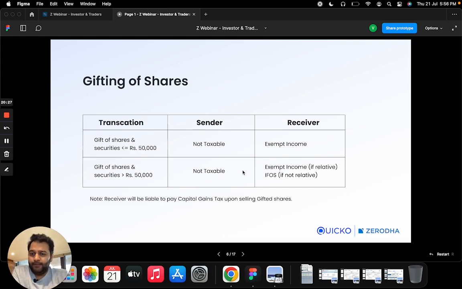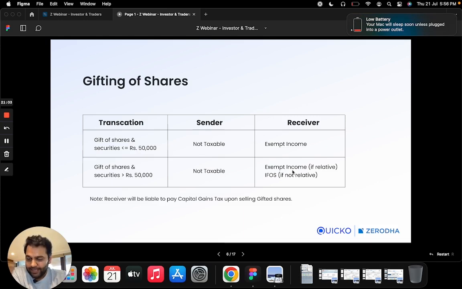Now, you may ask that in case of blood relatives, the income is completely exempt. What does that mean? So it's only the receipt of shares that is not taxable, right? However, if you sell those shares after receiving them, right? So let's say you are the receiver and your parents are the sender, right? So when you receive those shares, no matter what the amount is, they are not taxable. However, when you sell those shares is when there'll be tax applicability.